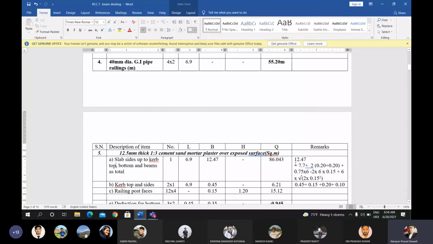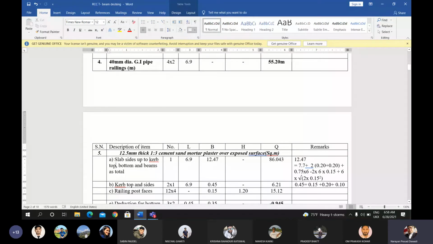This is the total width of the plaster along the cross section direction up to the slab, up to the curved top. The total is calculated in this way. So 12.47 is considered as breadth, and the length of the bridge is 6.9. Length into breadth, you will get the value of the plaster surface.